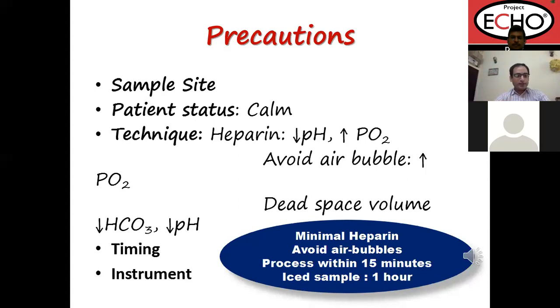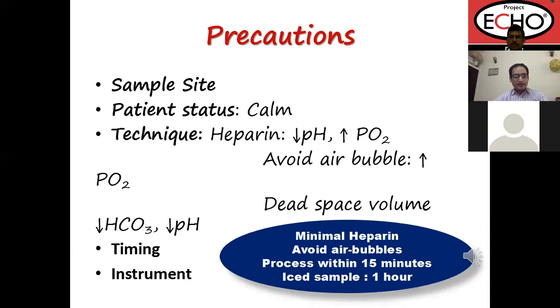And if you are taking the sample from the line, you should always take 2 times the dead space. That is almost around 1 to 2 ml of the sample into the syringe, and then take the sample. Otherwise, you will get a diluted sample. And once you have taken the sample, those 2 ml should be returned to the circulation. It should not be discarded.